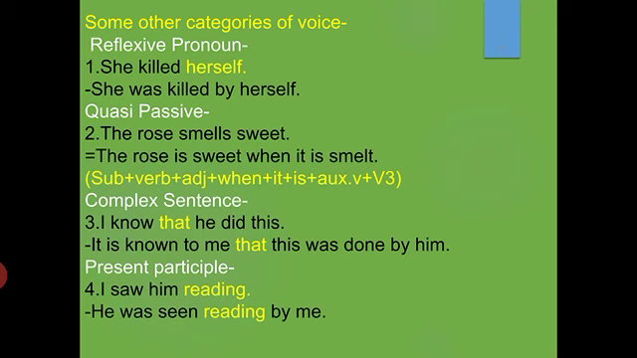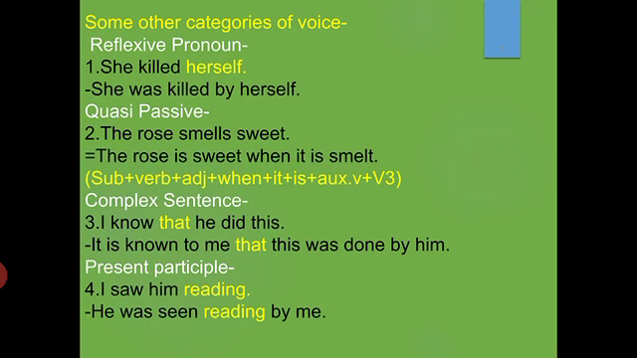After that, quasi-passive. Quasi-passive means half-done passive. Here is the sentence: the rose smells sweet, and the answer is, the rose is sweet when it is smelled. Dear students, we have to notice here that the rose is the subject, which is the same in its position. Then is, then sweet, which is an adjective. Then when, then it is, then V3.